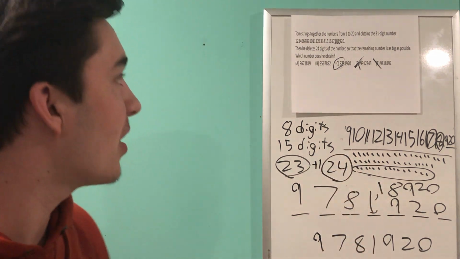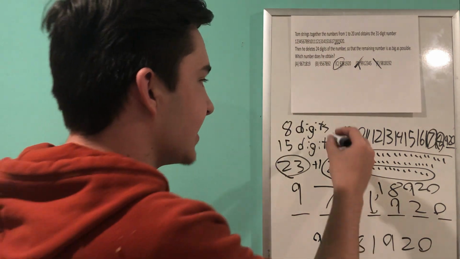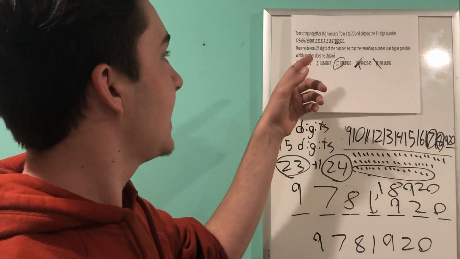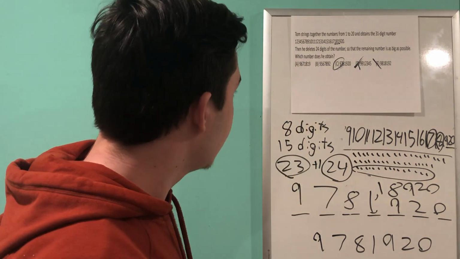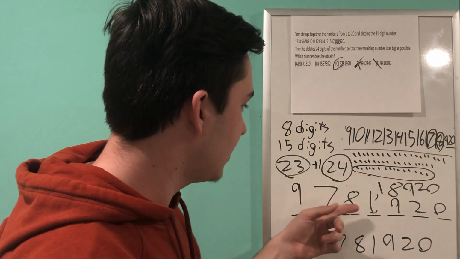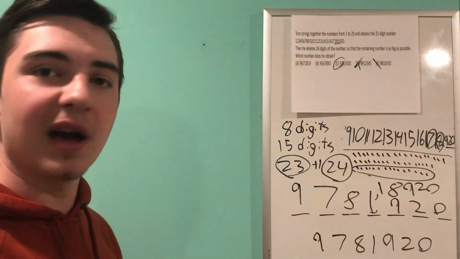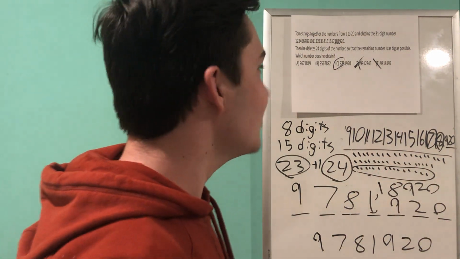We fit every single part, right? He deletes 24 digits. Perfect. He wants the biggest number. It's bigger than these two options. Perfect. And it's 7 digits. 1, 2, 3, 4, 5, 6, 7. Oh my goodness, we got it. Okay. So the answer is C.